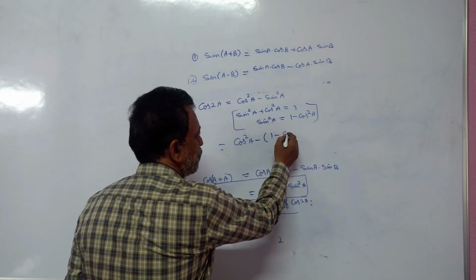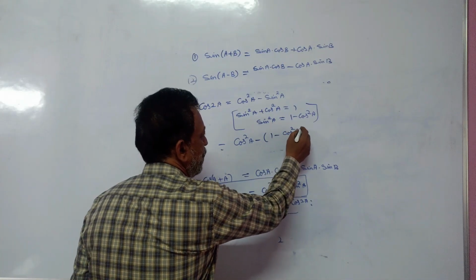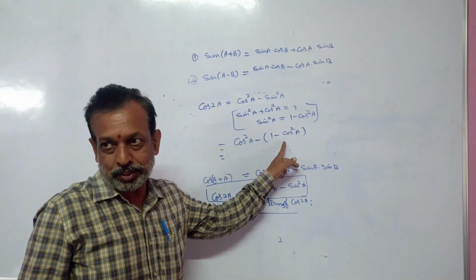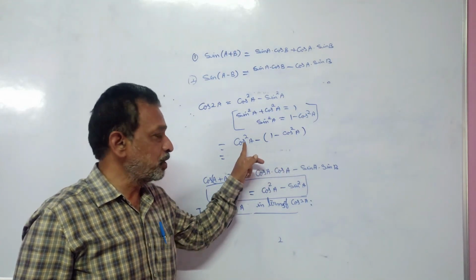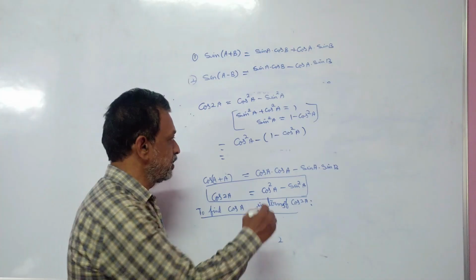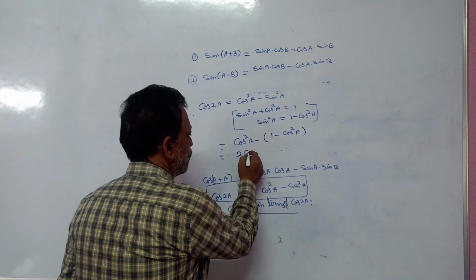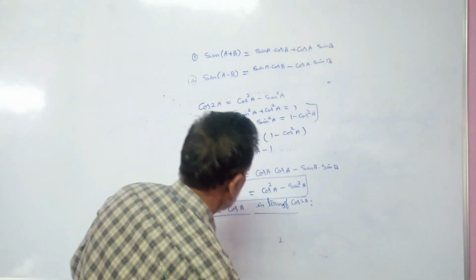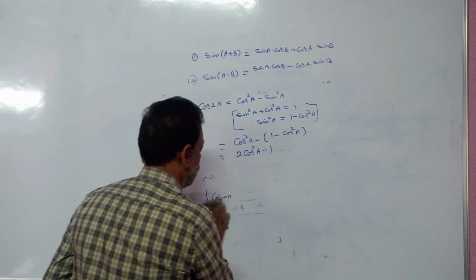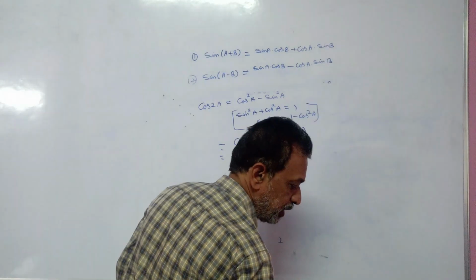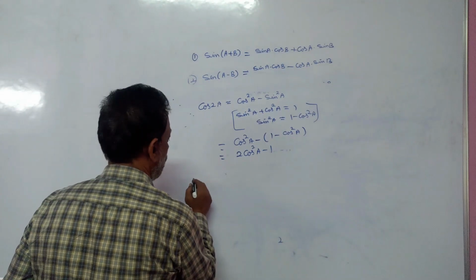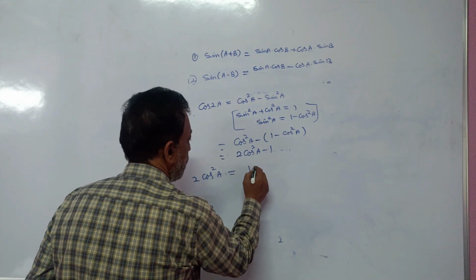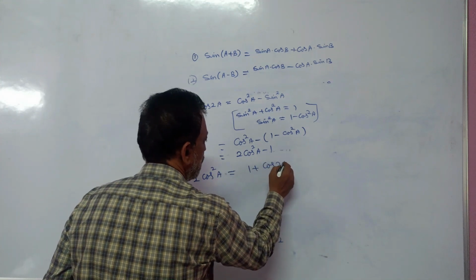1 minus cos square A. Am I correct or not? Any doubt? So I can take minus inside. Minus 1 plus cos square A. Cos square A plus cos square A? 2 cos square A. That's all. 2 cos square A minus 1. So now you bring the 1 to this side. Therefore 2 cos square A is equal to 1 plus cos 2A.